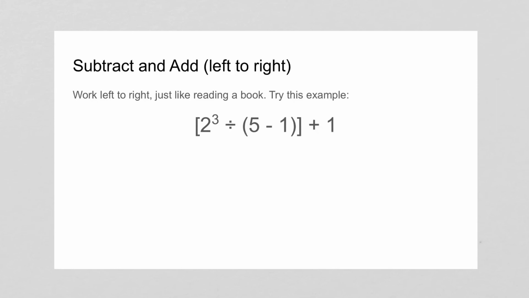The final thing in our gems, the final operation, we've already done grouping symbols, we've looked at exponents, we've multiplied and divided left to right, and now we're going to look at subtracting and adding left to right. So let's just get after it. First thing we're going to do is look for grouping symbols. I see that I have brackets that enclose this whole thing right here. And then I also have parentheses right here.